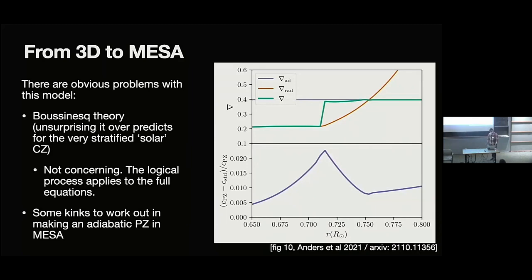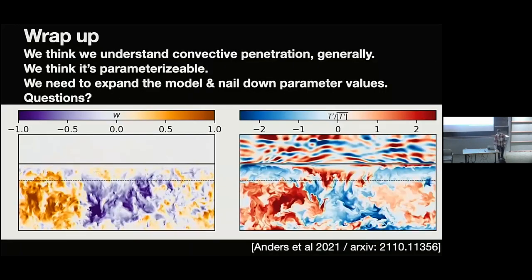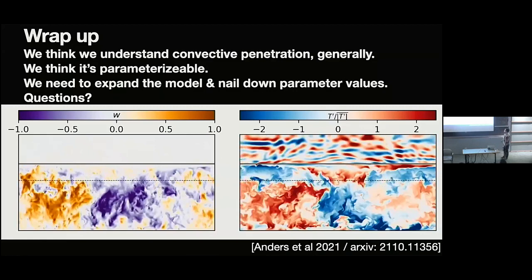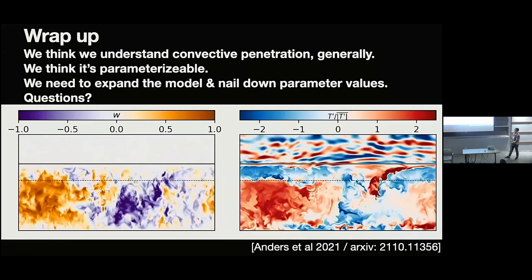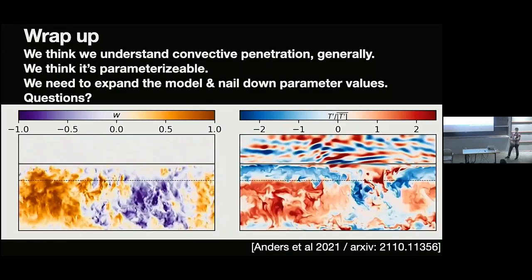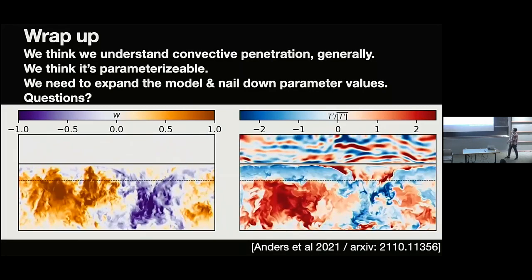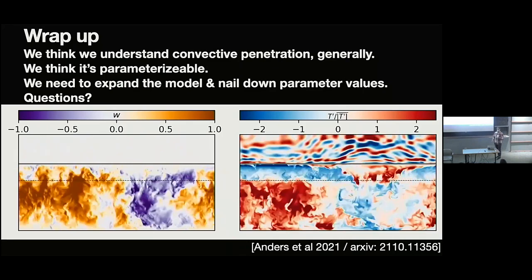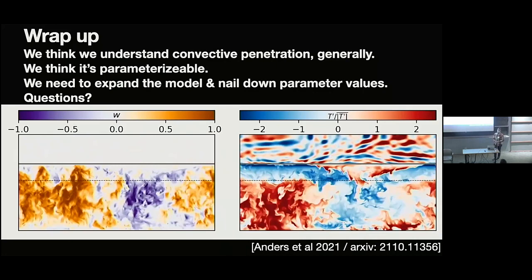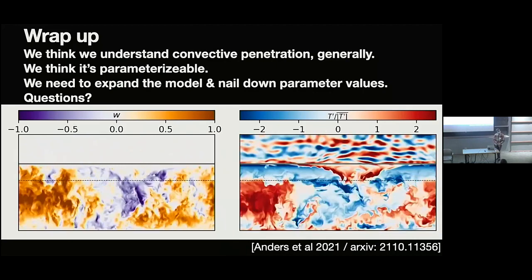And that's it. We think we generally understand the process that makes these penetration zones work. We think we know how to get theory in all the different contexts to explain it, but we need to expand it to all the fun contexts like magnetism and stratification, and nail down models and parameters. So thanks.